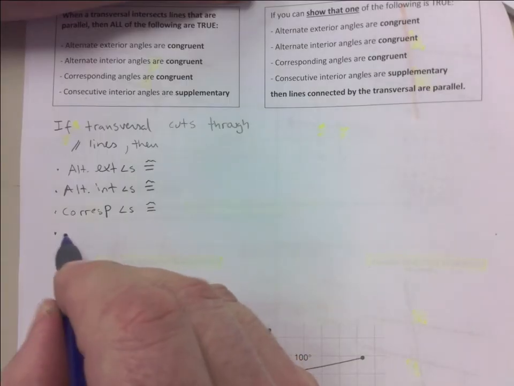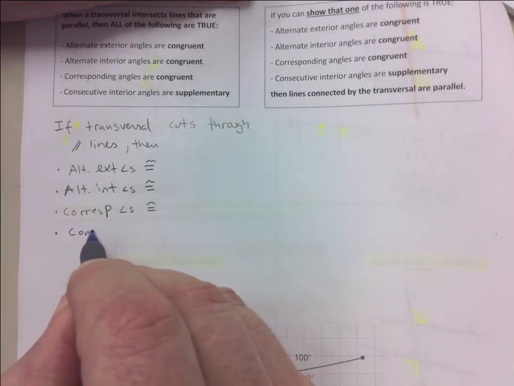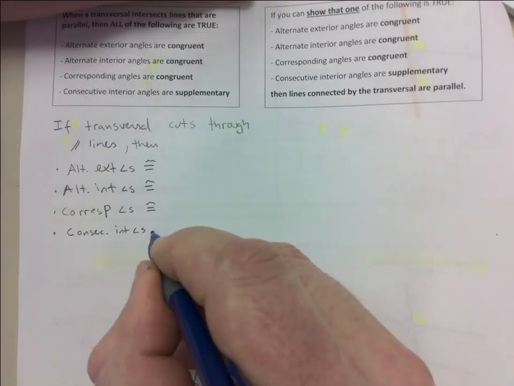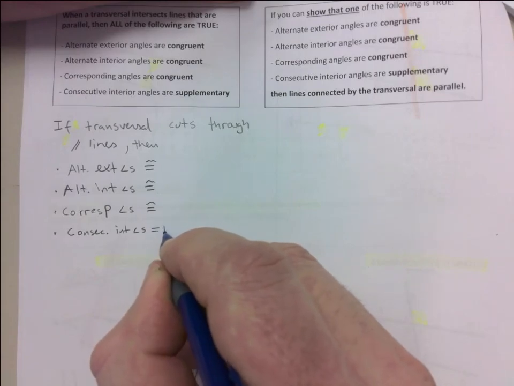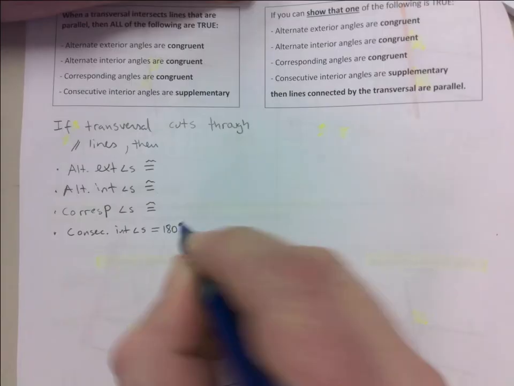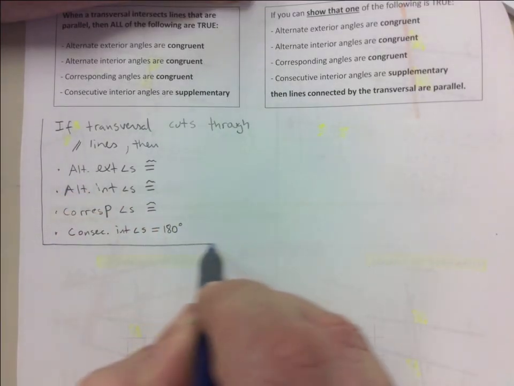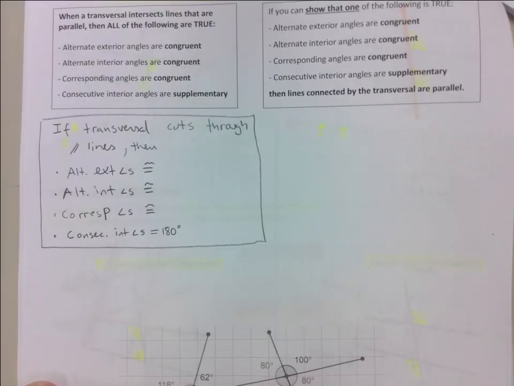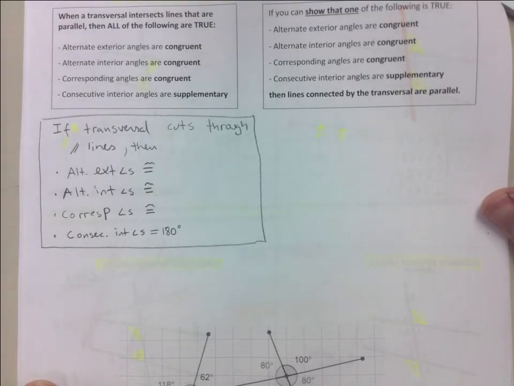And CIAs, right? Consecutive interior angles. What does it say about those ones? Consecutive interior angles are supplementary, meaning they add up to 180 degrees. If you can make this smaller, that'd be great. I just want to make sure you can read it, right? Make sure you have this written down, okay?